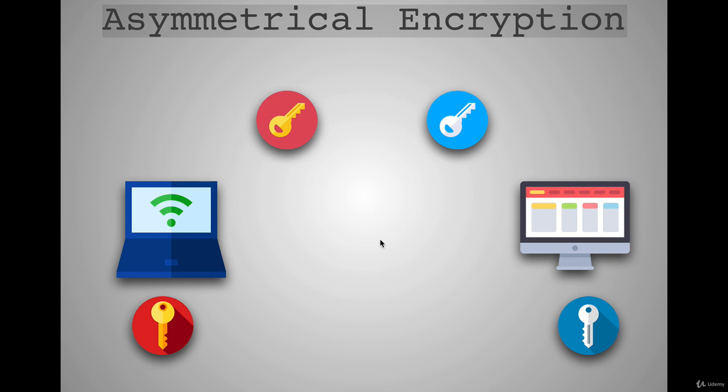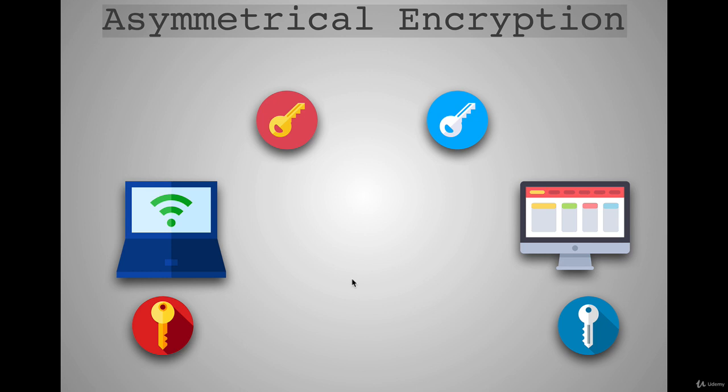Now, unlike symmetrical encryption, asymmetrical encryption uses two separate keys for encryption and decryption. So these red keys are owned by this blue laptop, and these blue keys are owned by this other computer. Now, these two keys are known as public keys and private keys. And together, these keys form a public-private key pair.